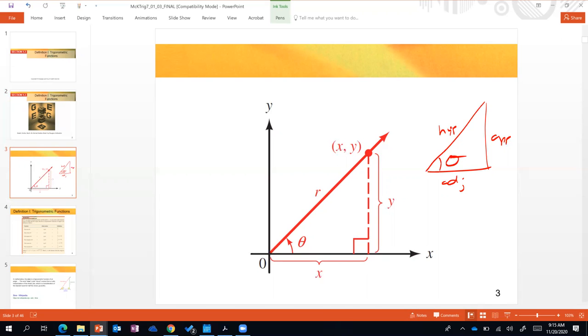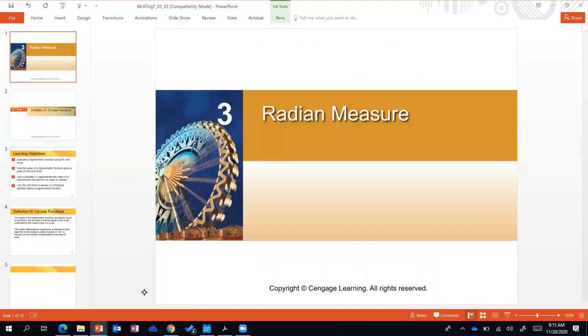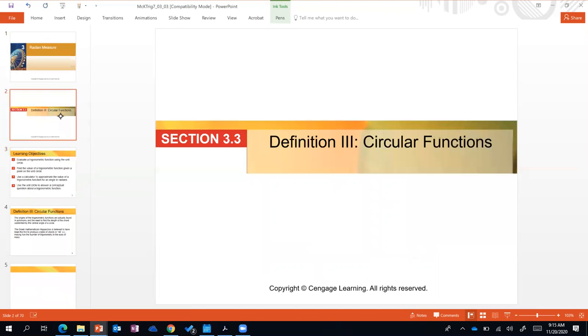So now we go on to number 3 and the last one. Circular functions. So think about it as the outside of a circle. And what does that mean? So I can write that in.